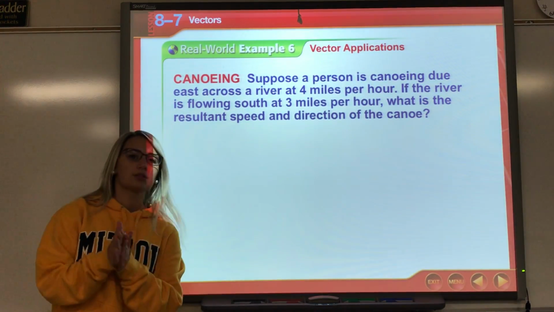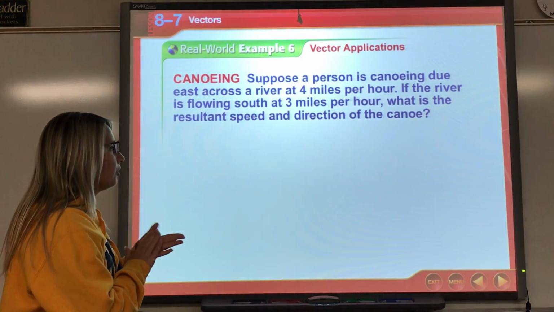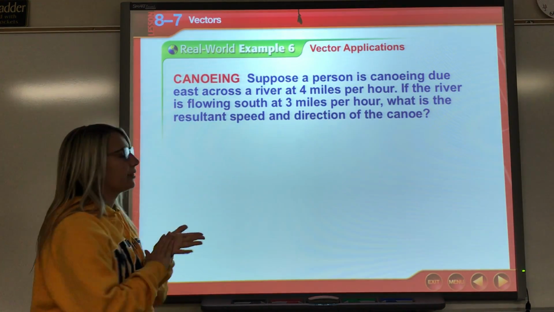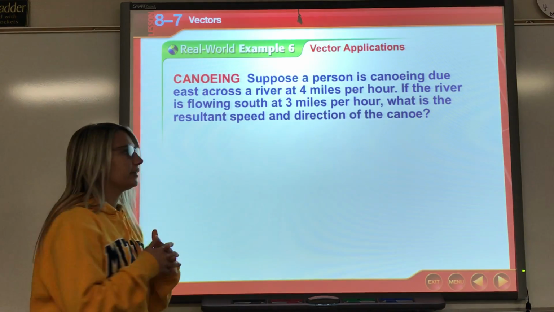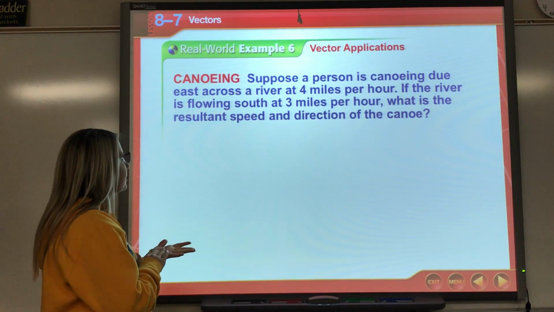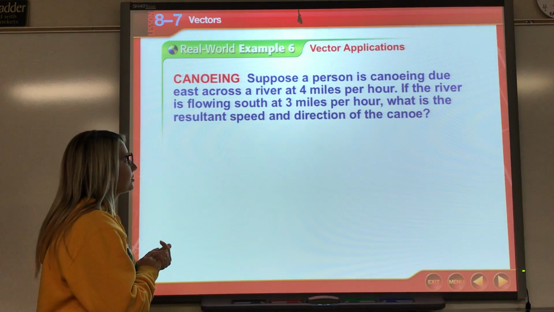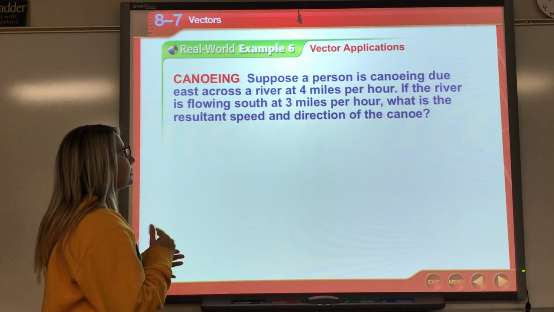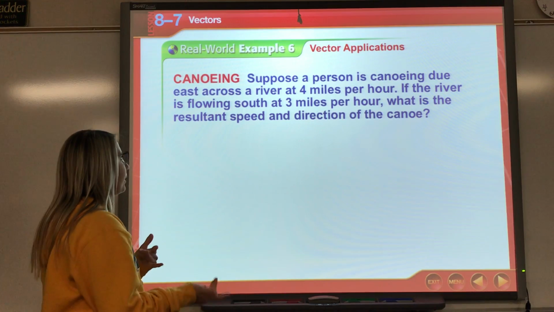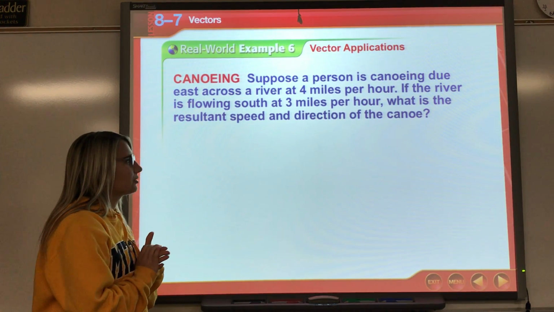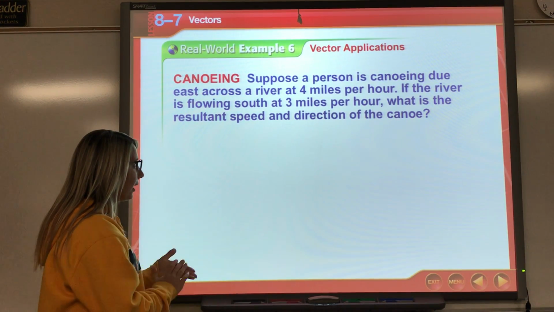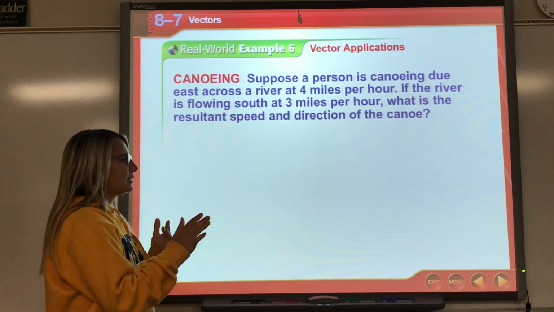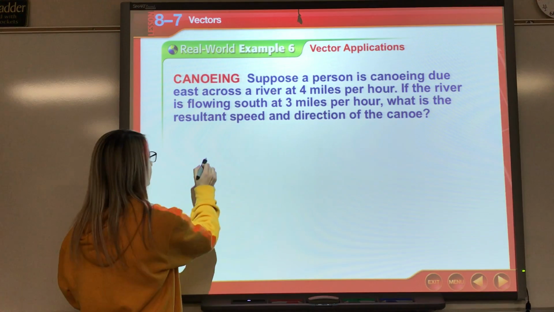Okay, so this is where we're using the coordinate planes a little bit more, and the quadrants and the degrees that I showed you guys. It says, suppose a person is canoeing due east across a river at 4 miles per hour. If the river is flowing south at 3 miles per hour, what is the resultant speed and direction of the canoe?